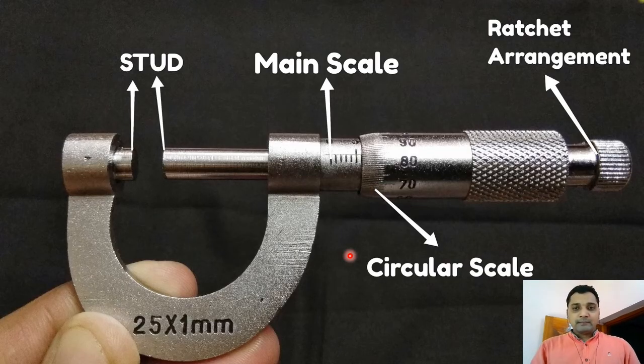The next thing we look at is which number this baseline is straight to. Is it 80, 82, 75, which number? That is called the point of coincidence. The point of coincidence multiplied with the LC gives us the CSR, the circular scale reading. So MSR plus CSR gives us the observed reading.